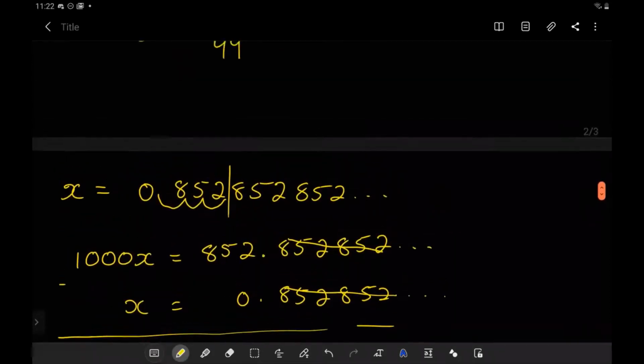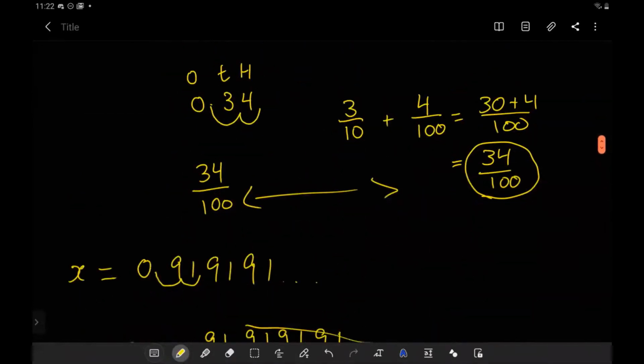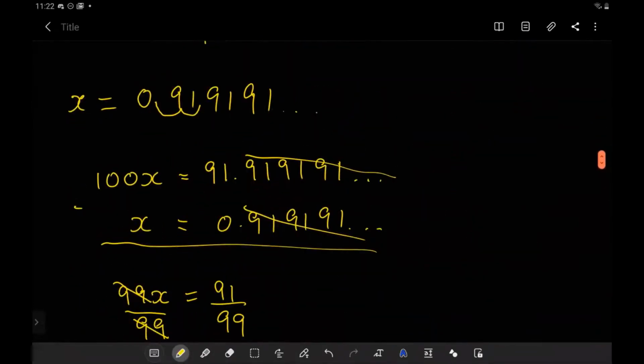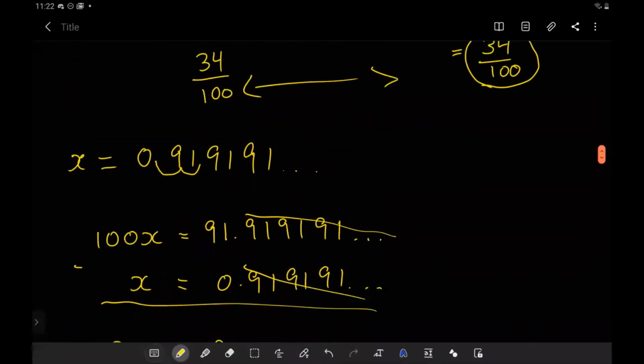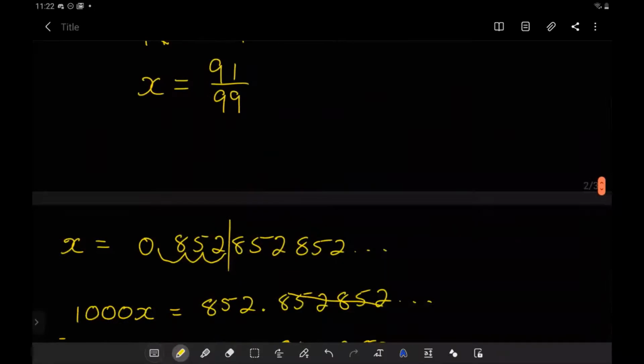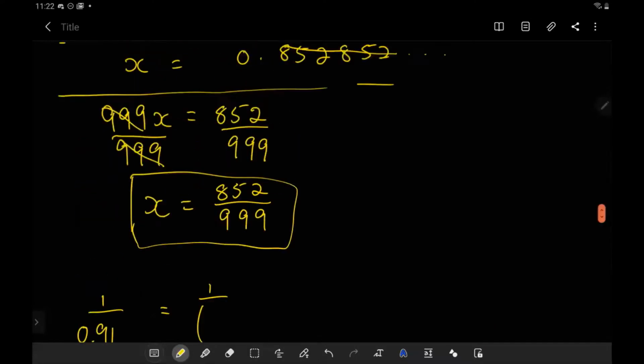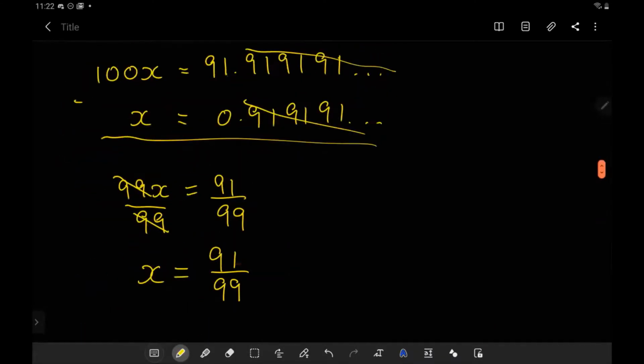Okay, good. Now, I asked a question earlier. If I was to divide by this number, if I wanted to know what 1 over 0.9191 recurrent is, 9191 and so on, what would this be? Well, just now we figured out that that was exactly 91 over 99.